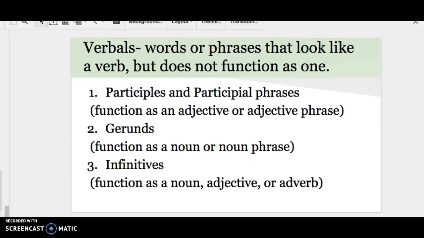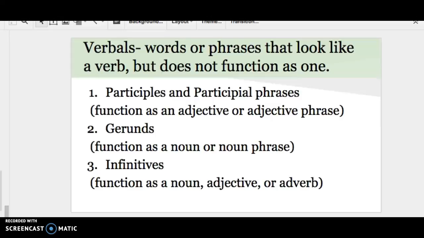They function as an adjective or adjective phrase, but look like a verb. Two, a gerund, which functions as a noun or a noun phrase, again, but it appears to look like a verb. Or number three, an infinitive, which is to plus a verb, and it functions as either a noun, adjective, or an adverb. So let's zoom in on one of these three.